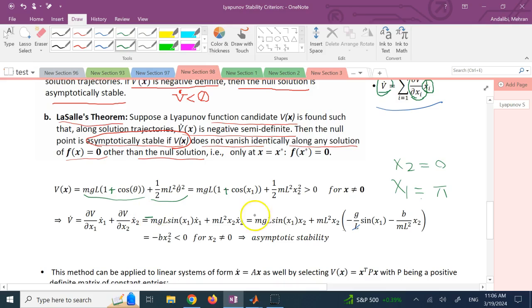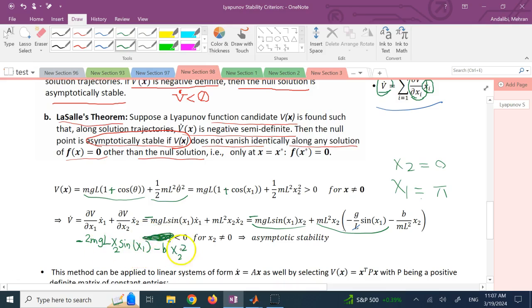Yes? So that becomes negative. And this time, this negative and that negative would not cancel each other. So what happens? It's not just simply going to be negative bx2 squared. There is another term, and that term is what? Negative what? 2mgl x2 times sine of x1 minus bx2 squared. So it's going to be this.